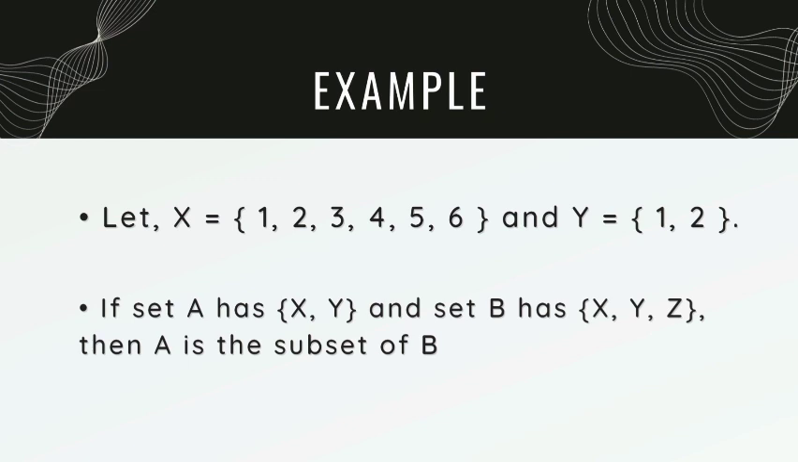And we have here a second example. If set E has the set of X and Y, and set B has the set of X, Y, and Z, then E is a subset of B because all elements in set E are present in set B. And that's all from my part in this discussion. Thank you.